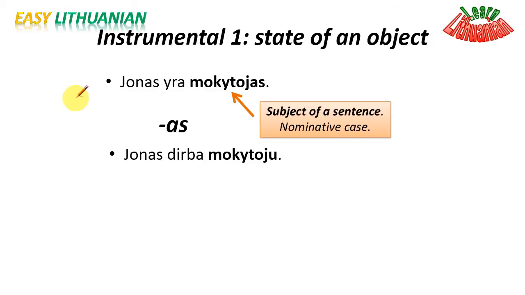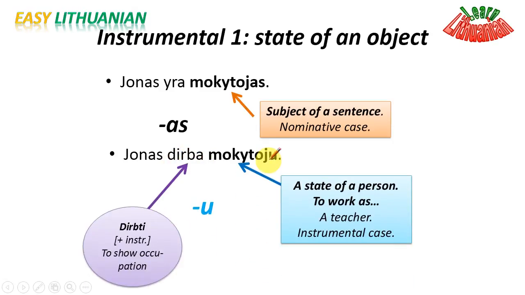But now, in this sentence, we see instrumental. Jonas dirba mokytoju. Jonas is working, or works, as a teacher. It has the meaning of "as a", to work as a teacher. It's a state of a person. So we use instrumental case. As turns to o.